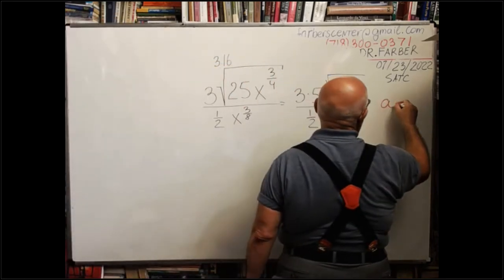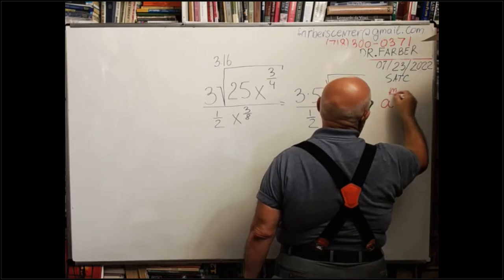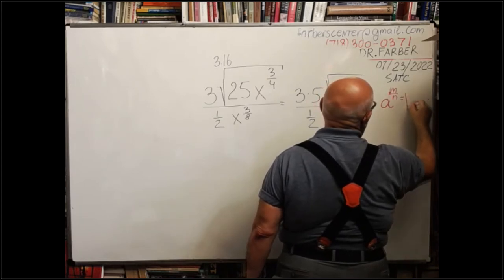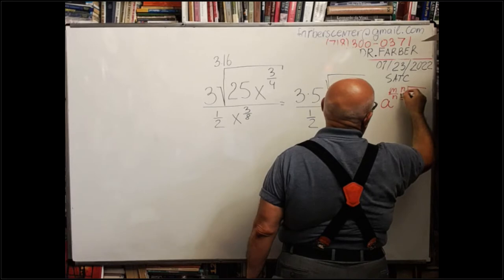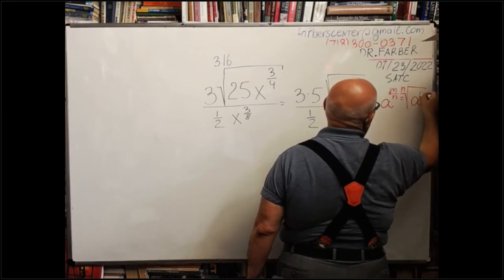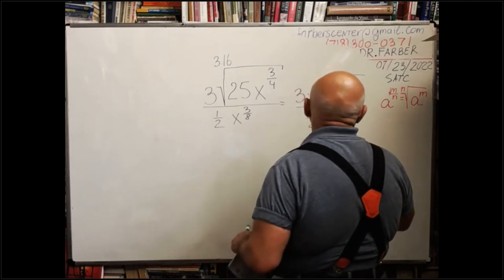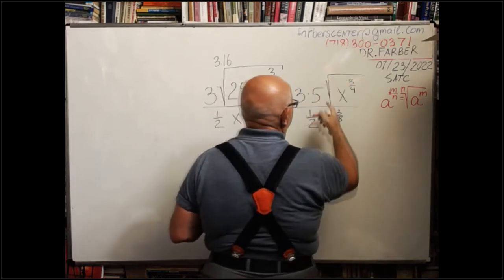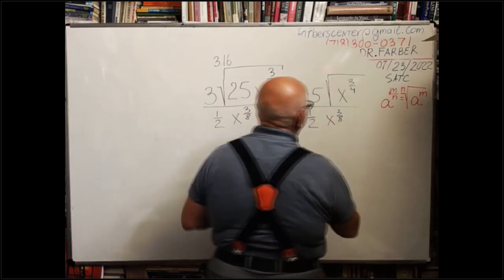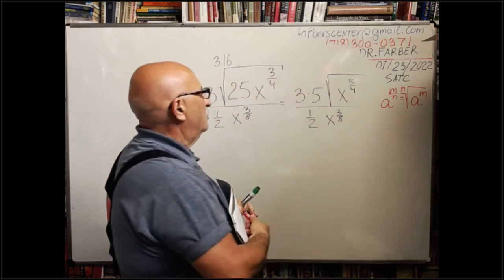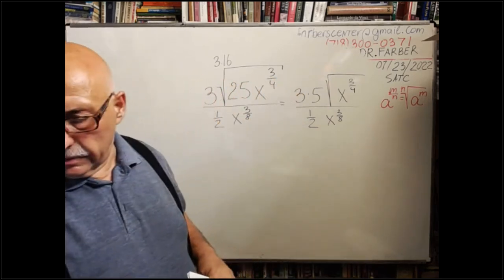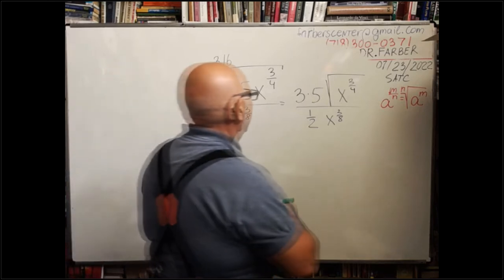A to the power m over n is the same as the nth root of a to the power m. Why? Because they provide it in two formats, in radical format and in power format. It's better to operate with the power format. And what do we have?